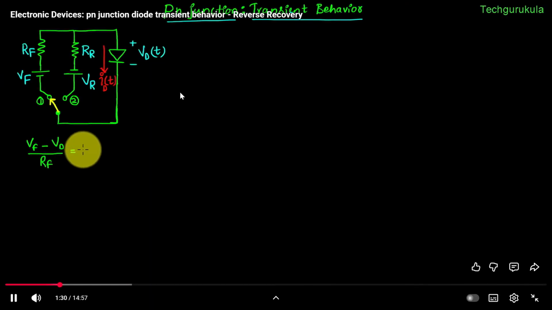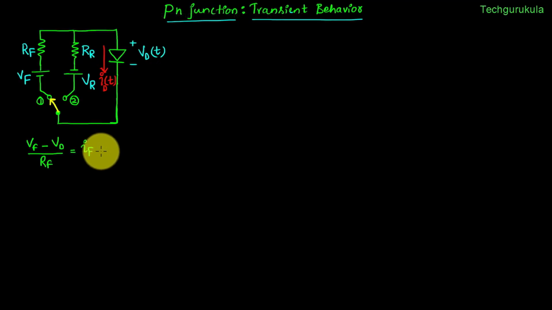RF. This would be the current that is flowing through the diode. Let me call this IF. IF would be flowing in the same direction as ID of t. So ID of t would be IF.